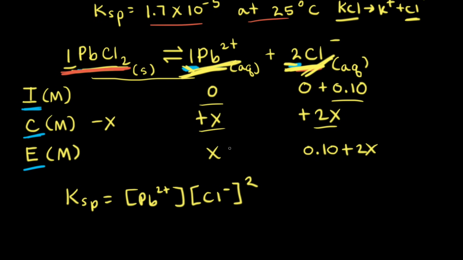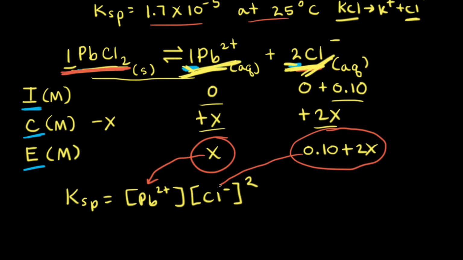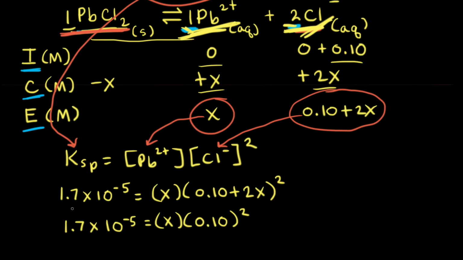Next, we plug in our equilibrium concentrations. So for lead-2 plus, the equilibrium concentration is X, and for the chloride anion, the equilibrium concentration is 0.10 plus 2X. We also need to plug in the Ksp value for lead-2 chloride. Here we have the Ksp value plugged in, X, and 0.10 plus 2X.